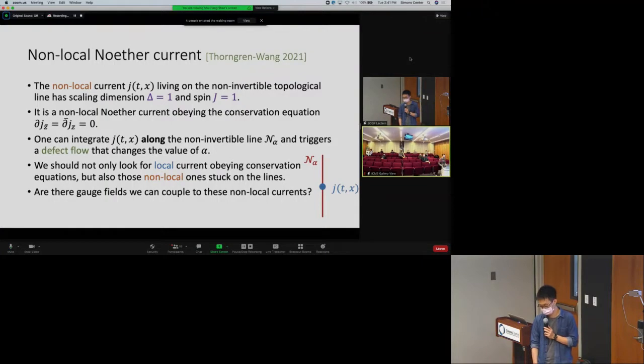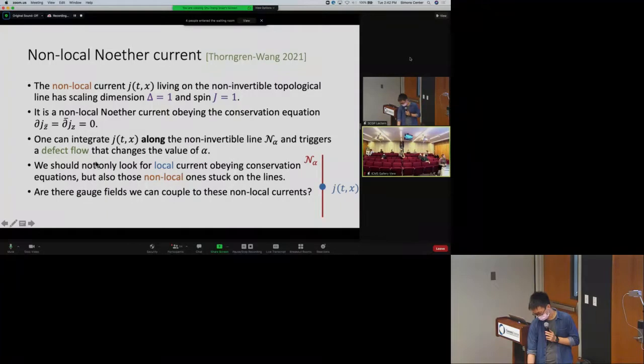And the topological line commutes with the left and the right moving Virasoro, so it's sensible to talk about its spin as well. In particular, this non-local operator that's stuck on the line obeys the conservation equation, the ordinary conservation equation for a 1+1D current. And the purpose of life for this non-local current is that you can integrate J, not arbitrarily in space, but along this non-invertible line. Since it has dimension 1, it triggers a marginal defect flow on the line, and presumably, in this case, will generate the continuous family of the non-invertible line.